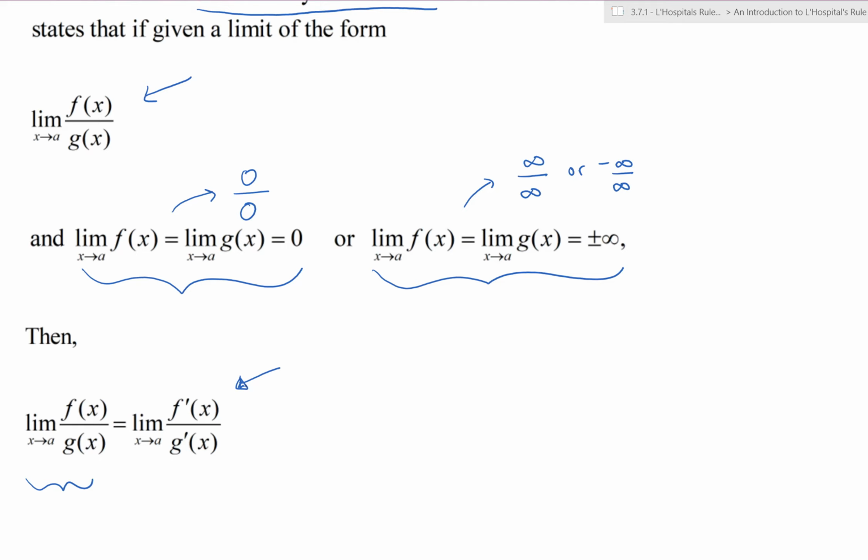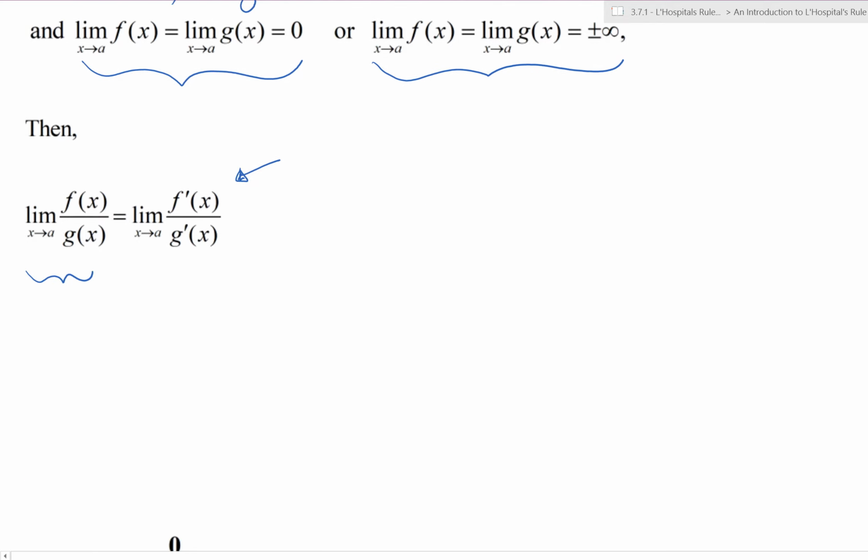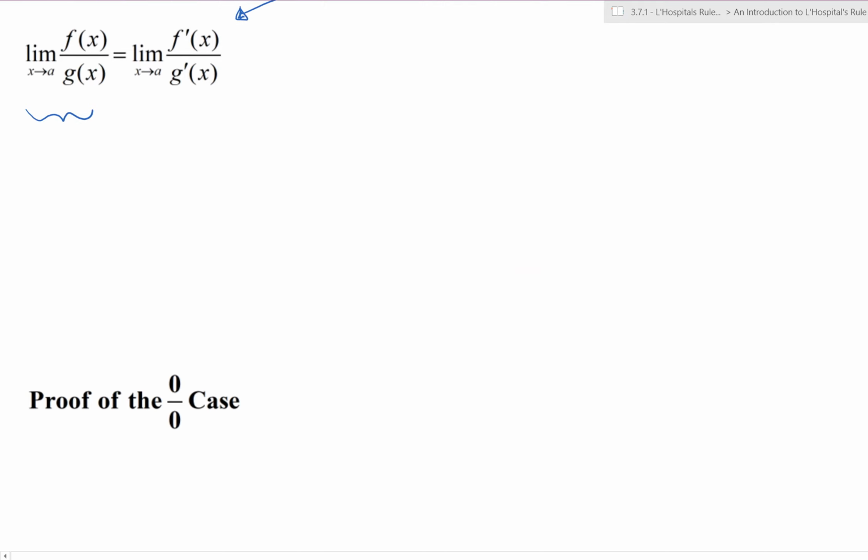So think about what that really means. The limit of a quotient of two functions, so the quotients of their outputs, is actually the same as the limit of the quotients of their slopes at the same location, in this case as x goes to a. Now that is not trivial. However, we can go ahead and prove one of the forms here to verify that it indeed is true, at least for one of the indeterminate forms. So let's take a look at that first proof, the proof of the 0 over 0 indeterminate form case here.